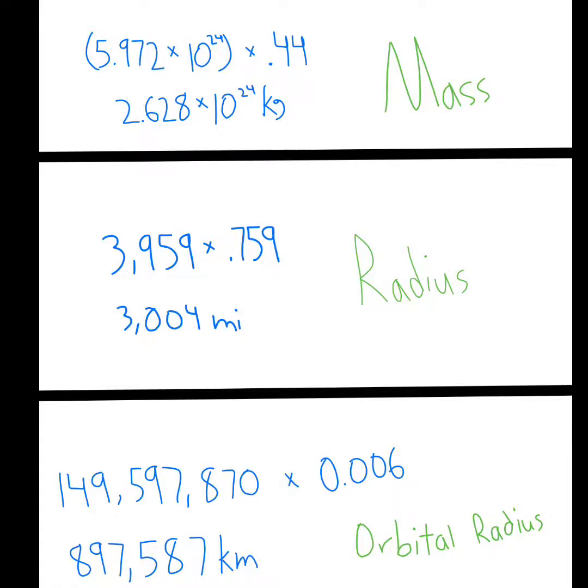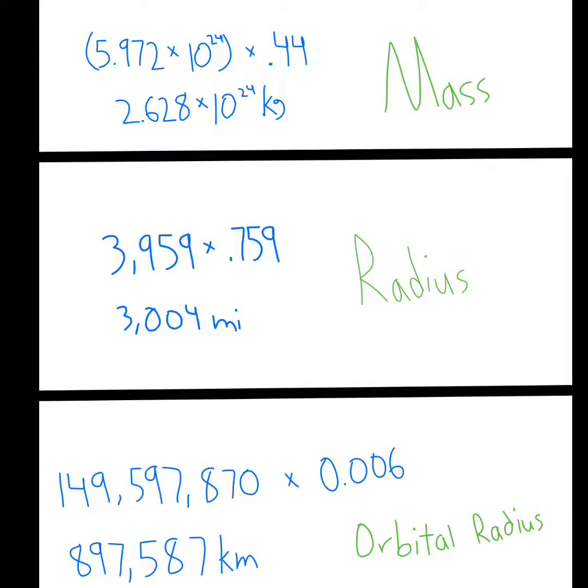The mass of KOI 55 is known to be 0.44 of the Earth's mass. So I converted that into kilograms, which is 5.972 times 10 to the 24th kilograms, Earth's mass, times 0.44, finding that the mass of KOI 55 is 2.628 times 10 to the 24th kilograms.